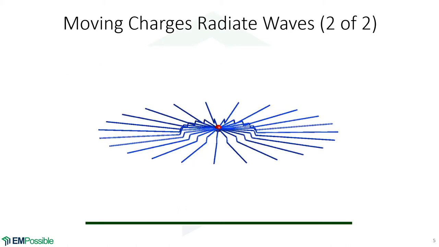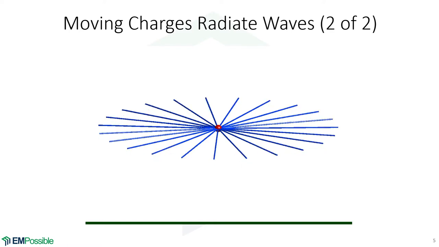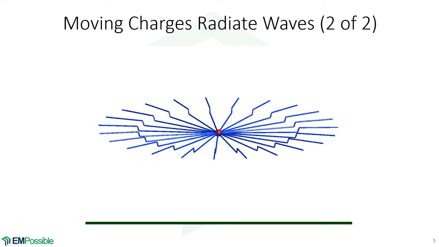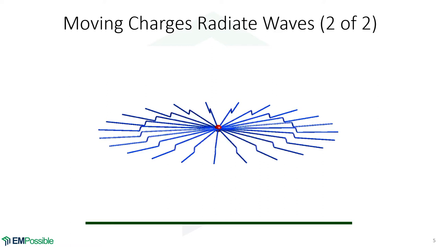Here's an animation of that phenomenon. So we see the charge, it changes its position, those electric field lines become discontinuous, and that discontinuity travels outwards. And you could even maybe imagine now if that were oscillating, that we would actually have a wave traveling outwards.